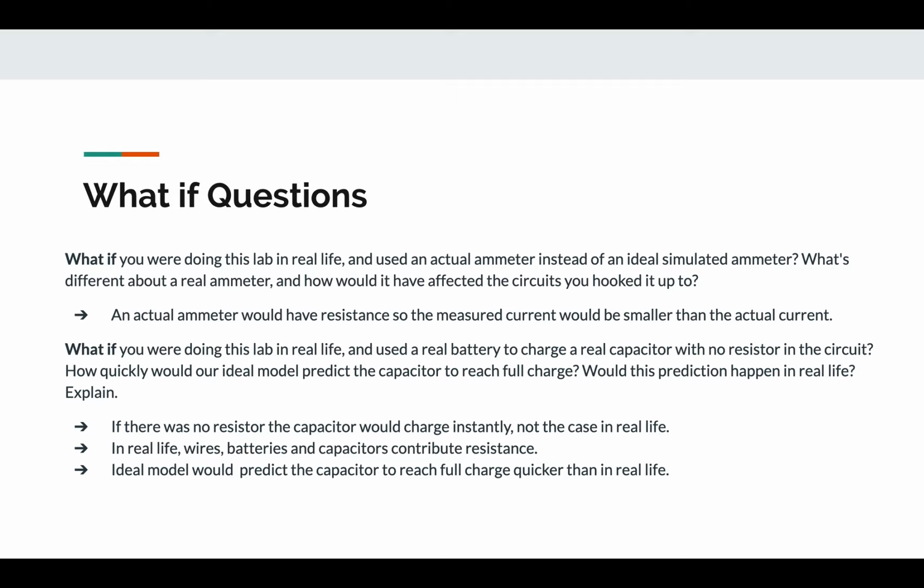Ideally, if you had used a battery to charge a capacitor with no resistor in the circuit, then the capacitor would charge right away. However, this is not the case in real life. Real wires, batteries, and capacitors contribute resistance, which means that the ideal model would predict the capacitor to reach full charge quicker than it would in real life.